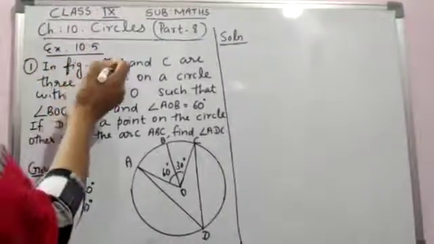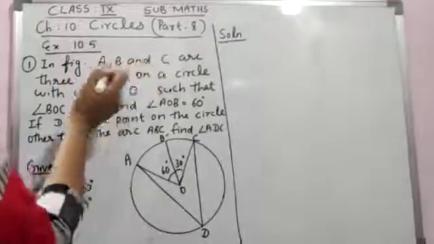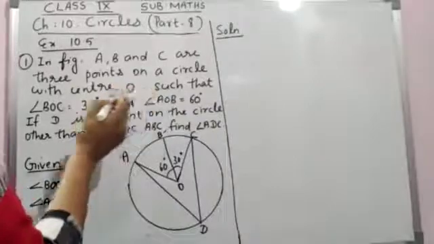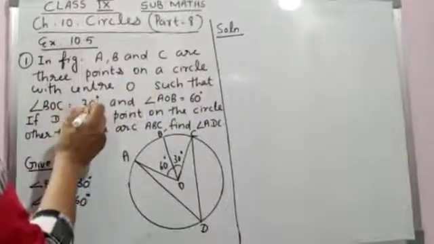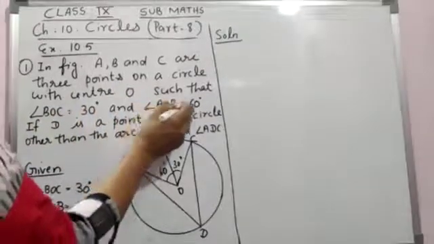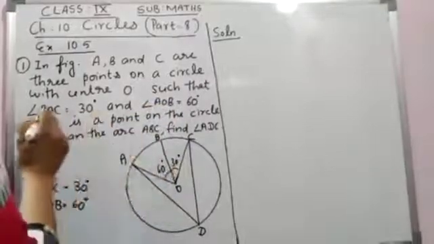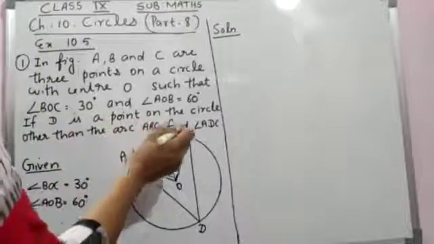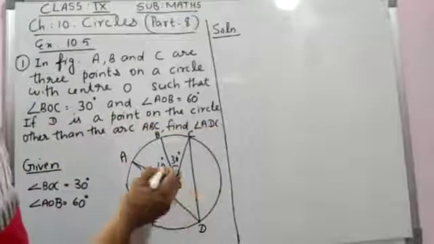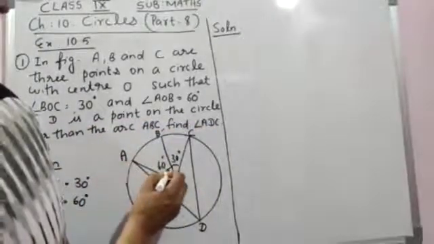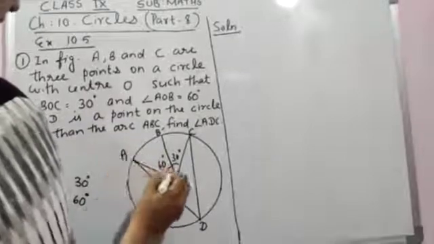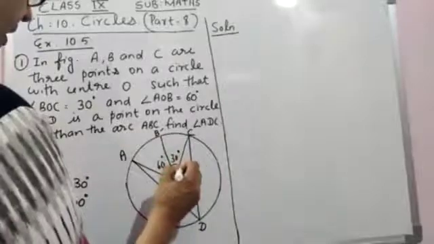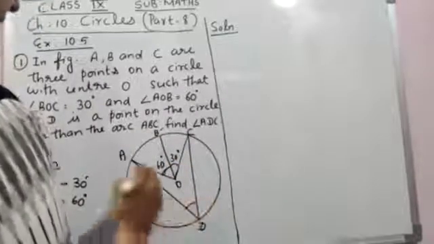In the figure, A, B and C are 3 points on a circle with center O such that angle BOC is equal to 30 degrees and angle AOB is equal to 60 degrees. If D is a point on the circle other than the arc ABC, find angle ADC. That is, two angles are given here: angle AOB is equal to 60 degrees and angle BOC is equal to 30 degrees. You have to find angle ADC.